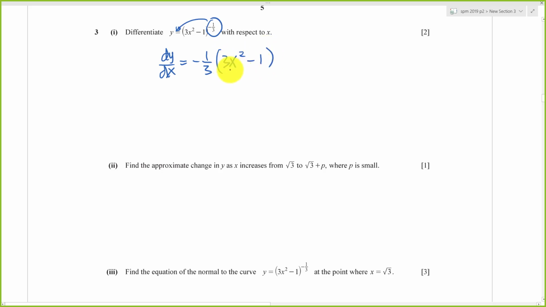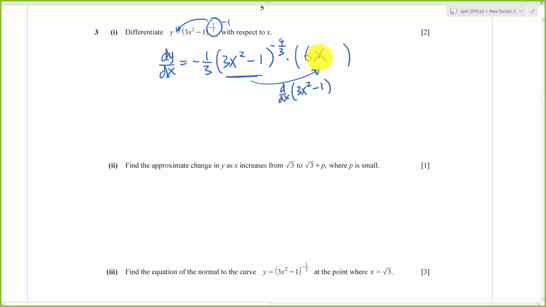Just copy, don't do anything inside first, and then what you need to do after that, you minus 1 for your power. You just imagine -1/3 minus 1. You can use a calculator, we will get -4/3. Then only you differentiate whatever inside the bracket, put at the back here. So if I differentiate 3x squared minus 1, I will actually get 6x. So you differentiate 3x squared minus 1 at the back here.